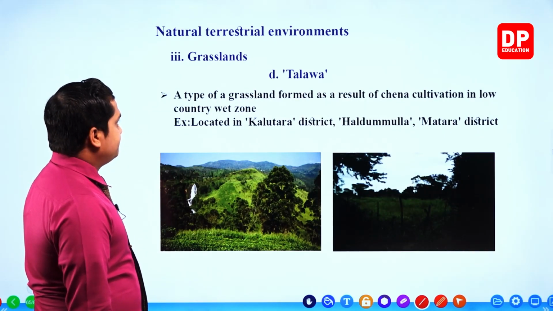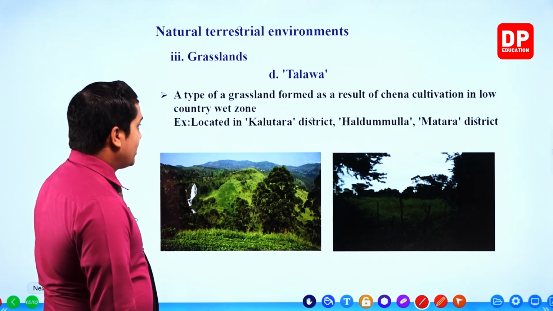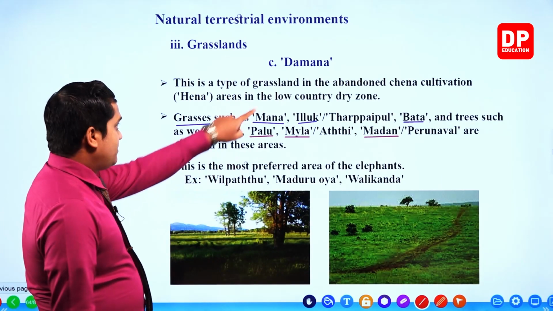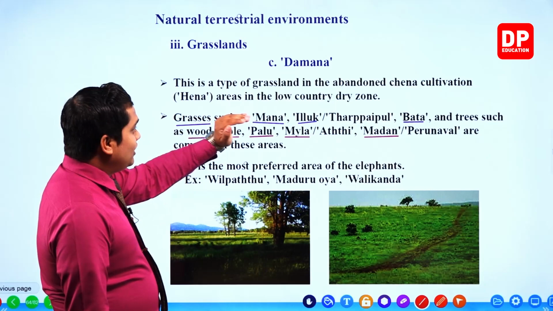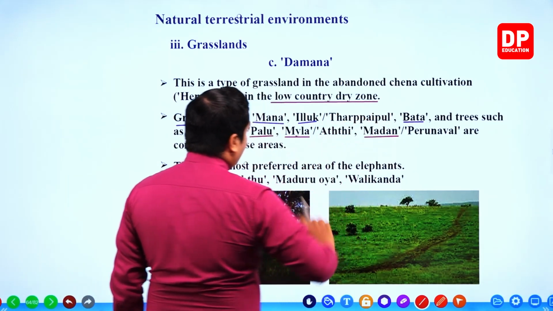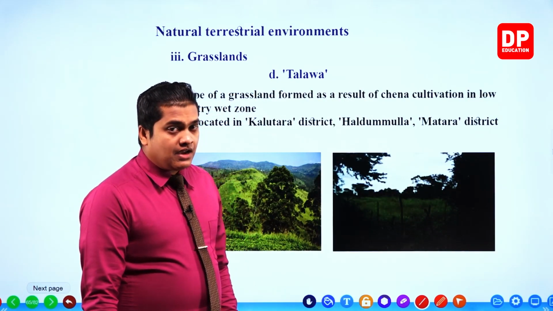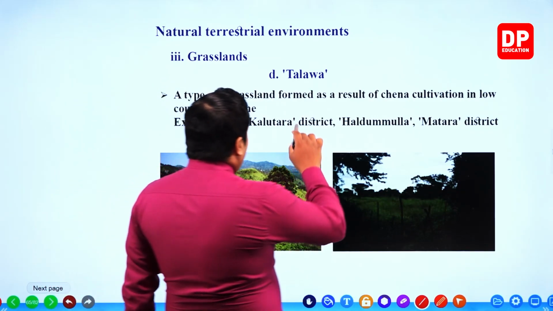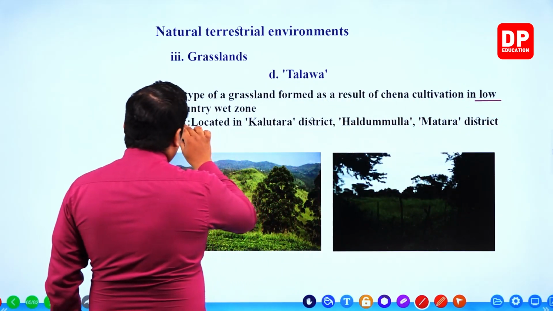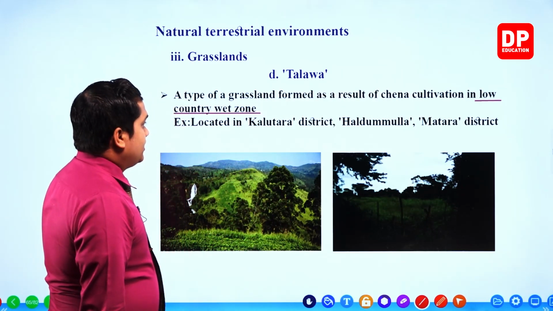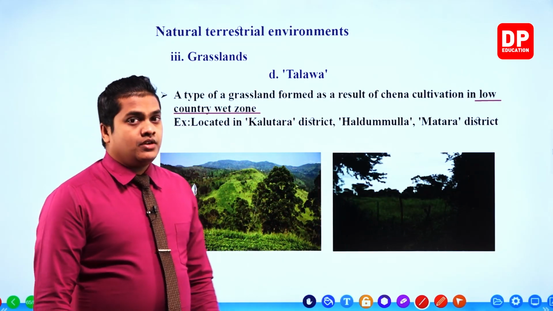The next one, Talava. A type of grassland formed as a result of Chena cultivation in the low country wet zone. Earlier we discussed the Damana regions, which are abandoned Chena cultivation areas in the low country dry zone. However, my dear children, Talava grasslands can be observed because of abandoning Chena cultivation in the low country wet zone. These are located in Kalutara district and Haldummula and also in Matara district.